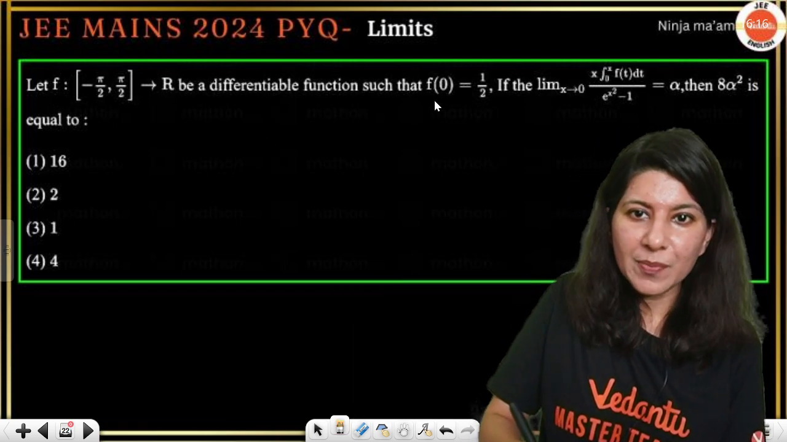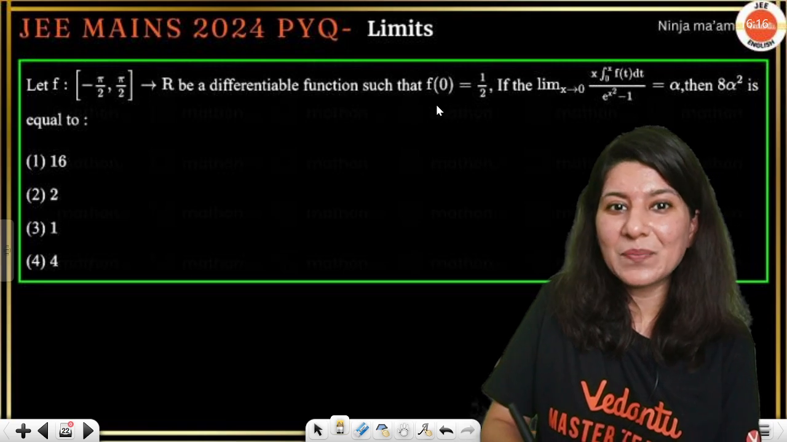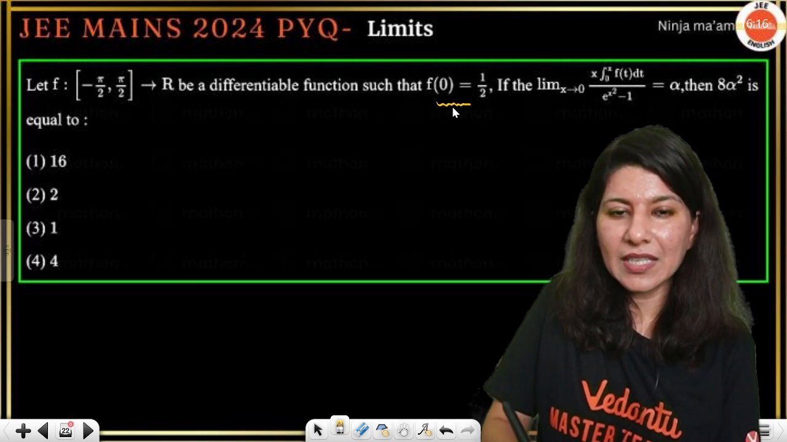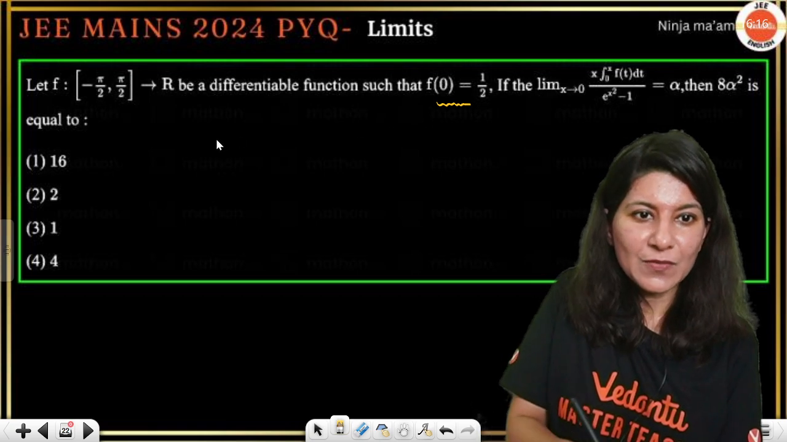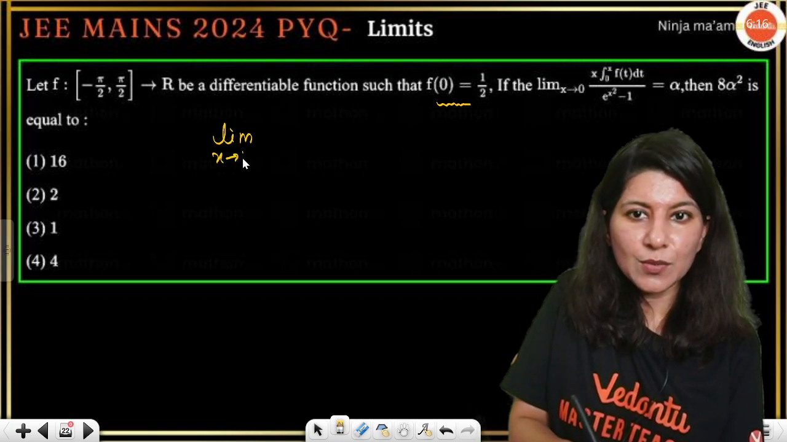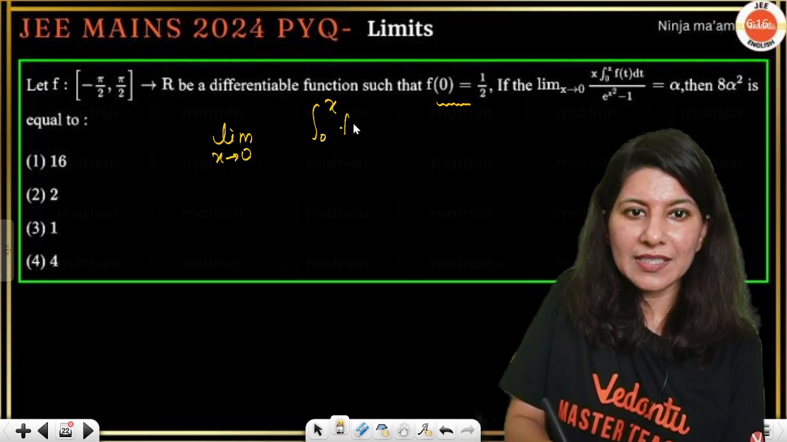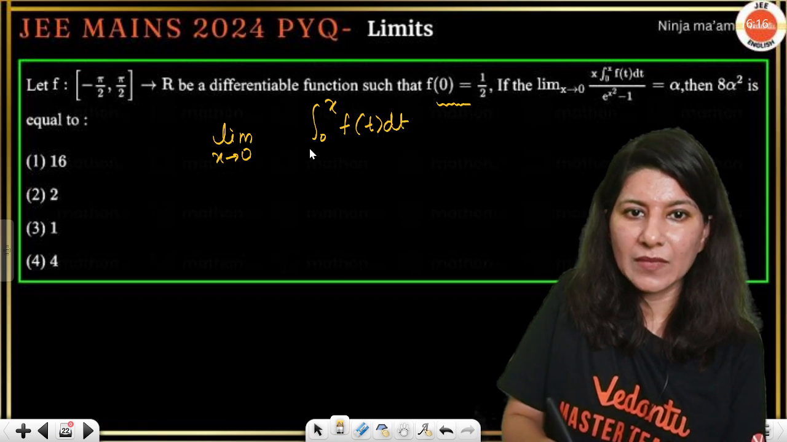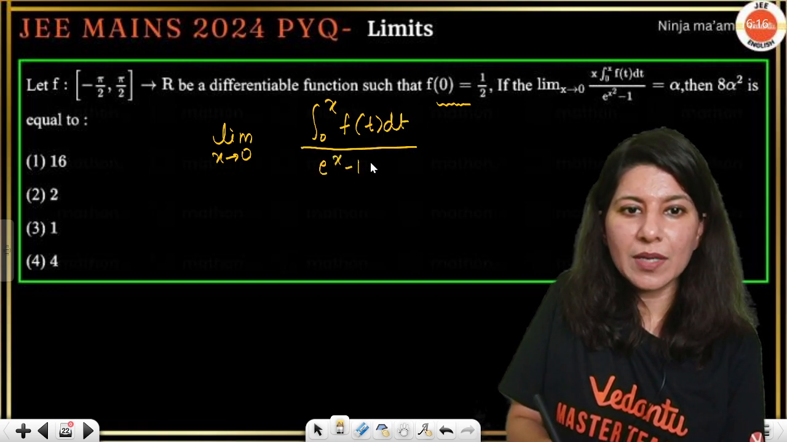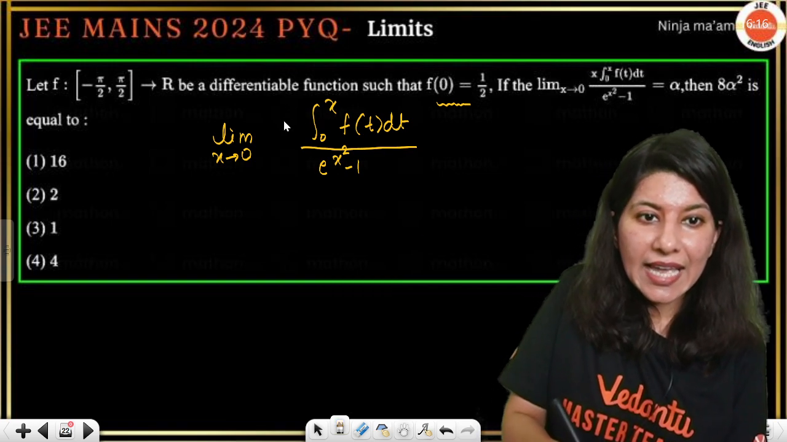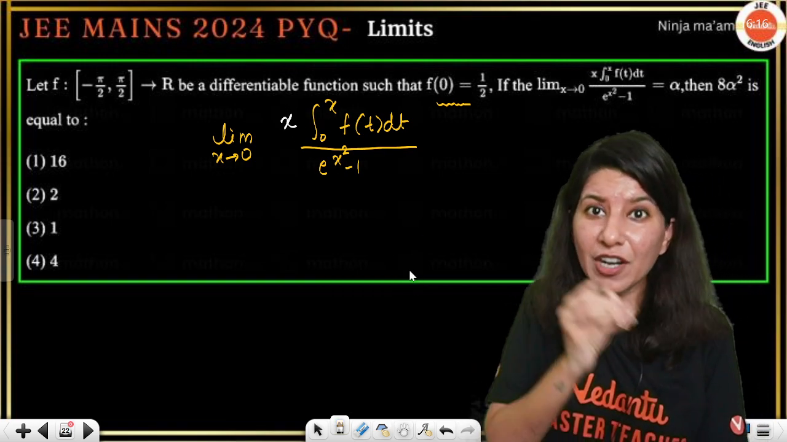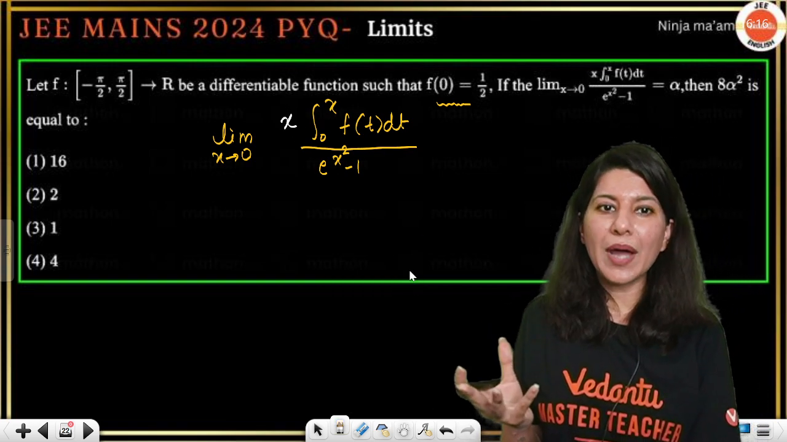F is a differential function. Again, they have given you the same thing, which is again, we make use of L'Hopital and Leibniz theorem. So limit x tend to 0, 0 to x f of t dt upon e raised to power x square minus 1. My only concern is this x which is sitting in front of the integration, because we don't know how to handle it.